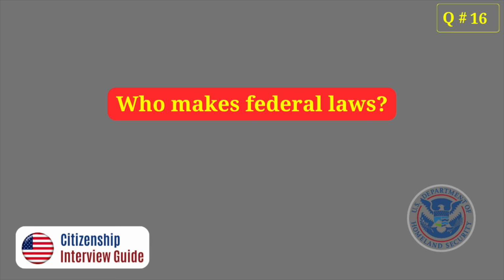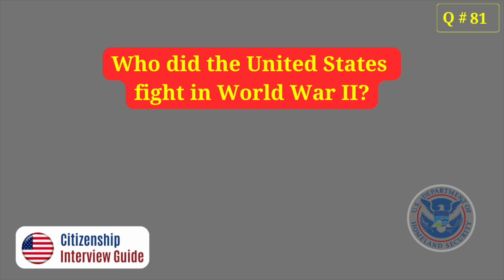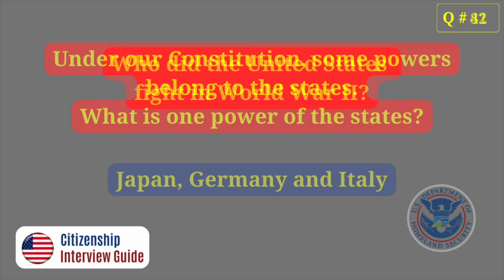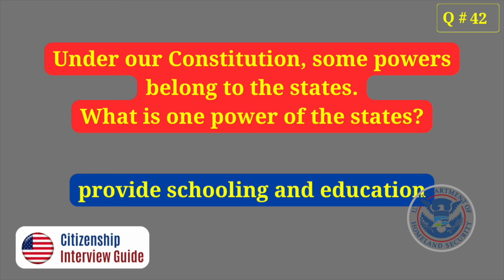Who makes federal laws? Congress. Who did the United States fight in World War II? Japan, Germany, and Italy. Under our Constitution, some powers belong to the states. What is one power of the states? Provide schooling and education.